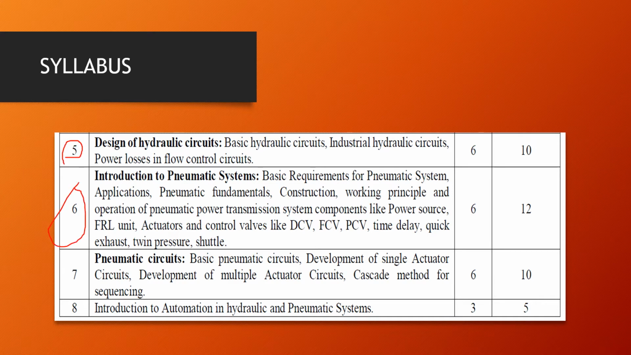The sixth and seventh units are all about the pneumatic system. We are going to learn about all things which are related to the pneumatic system, like different elements, working principles, and pneumatic circuits in these units. The last unit is all about automation in both systems.